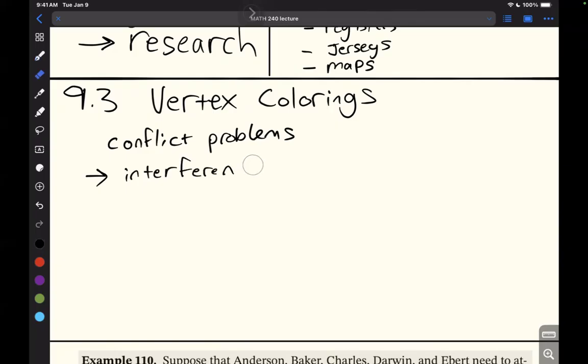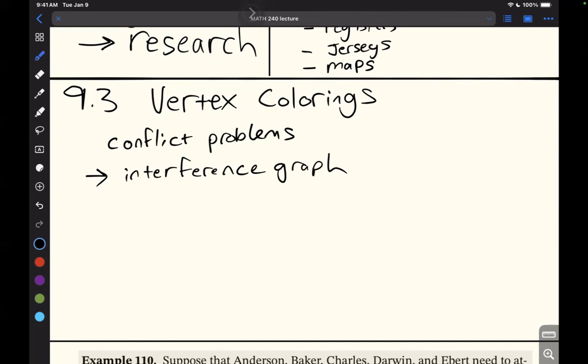And the way we're going to do that is with what the textbook calls an interference graph, where our objects, our vertices, are going to be things that can interfere, and an edge means there is some interference.